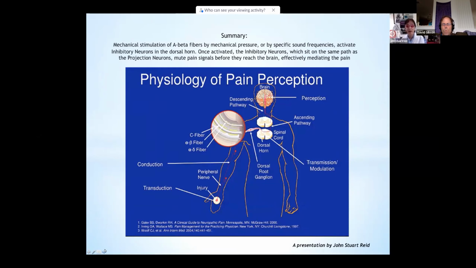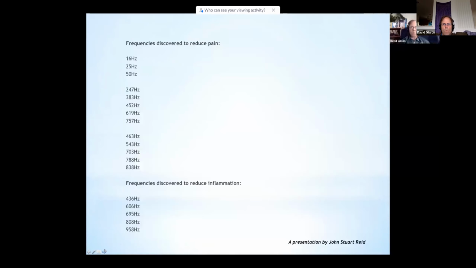And there's a very nice diagram showing this. So it seems like there's multiple places you could really focus on. You can focus on the receptors, you can focus on those nerves going up, you can focus on that gate there. And even the brain, right?